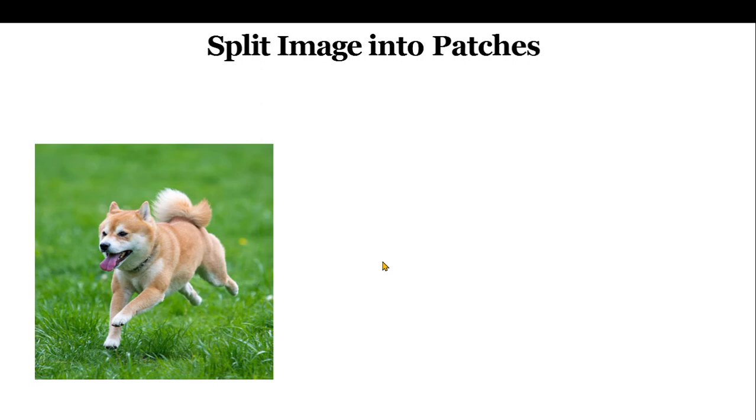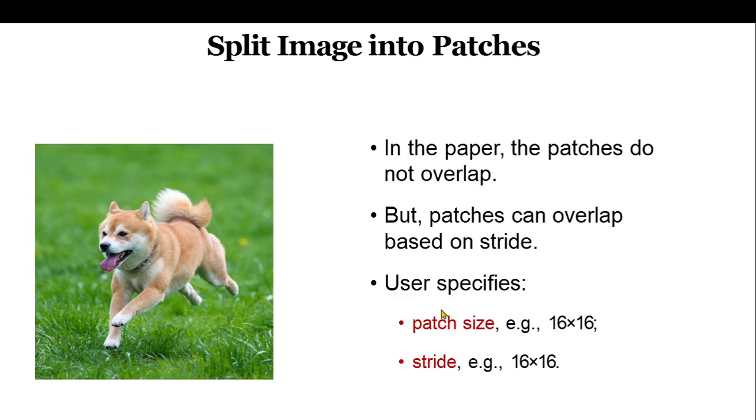What ViT does is it takes the images and splits them into patches, and the patches do not overlap, at least in the experiment which these people did. But in case you want the patches to overlap, you can still overlap them by giving a stride. Like the patch size could be 16 by 16 and the stride is 16 by 16 in this case, so the patches would not overlap. But you can give another stride, for example a stride of 1 or 2, and that would create too many patches.